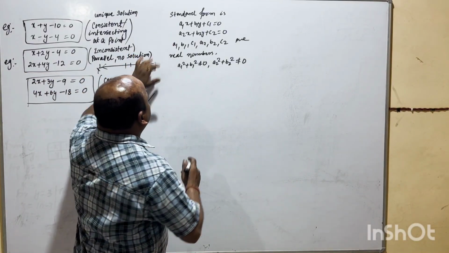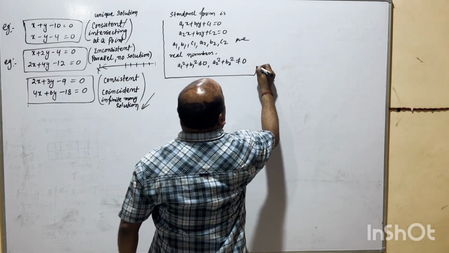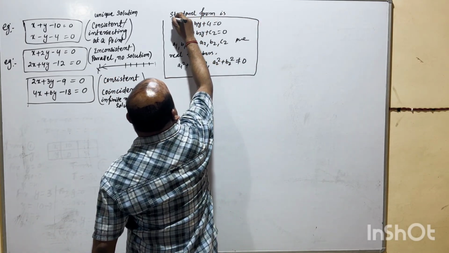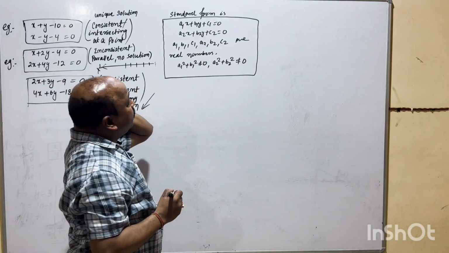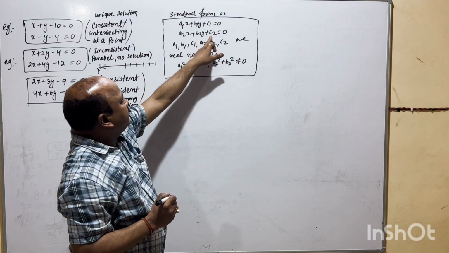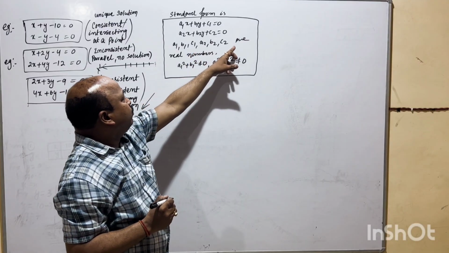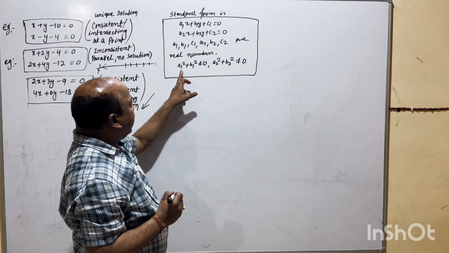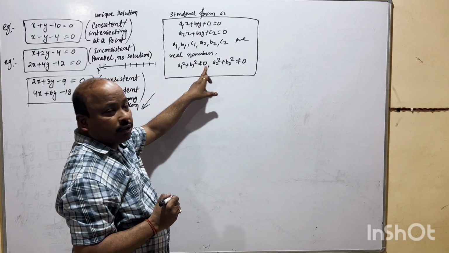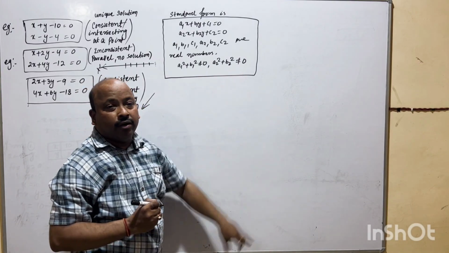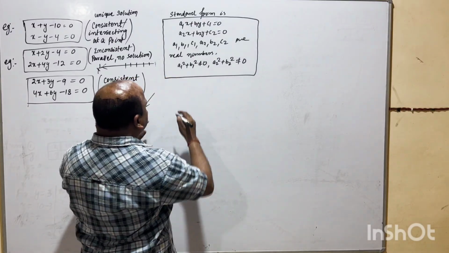So first, before explaining, we just go through the standard form of a pair of linear equations in two variables. Here a1x plus b1y plus c1 equal to 0, a2x plus b2y plus c2 equal to 0, where a1, b1, c1, a2, b2, c2 are real numbers, and the condition is a1 square plus b1 square never equal to 0. Similarly, a2 square plus b2 square never equal to 0. Okay, clear? How is this possible?